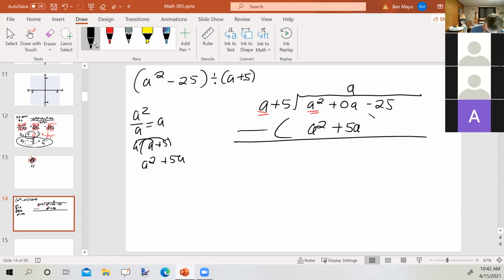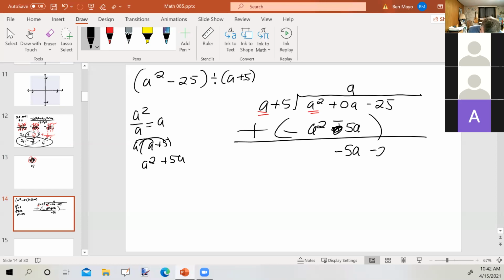Going to subtract it from what's up above, change it to addition of the opposite. Now things are going to work out nicely. A squared plus negative a squared is 0a squared. 0a plus negative 5a is negative 5a. Okay, see how that worked out?